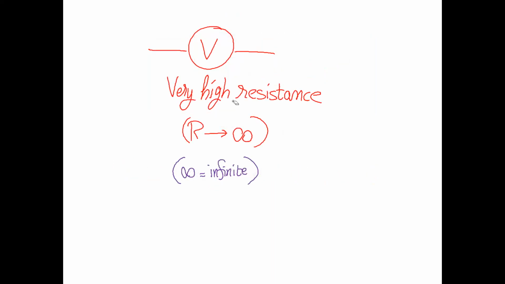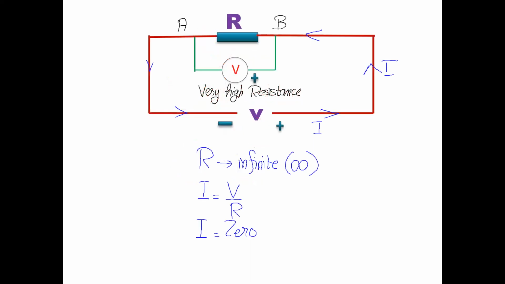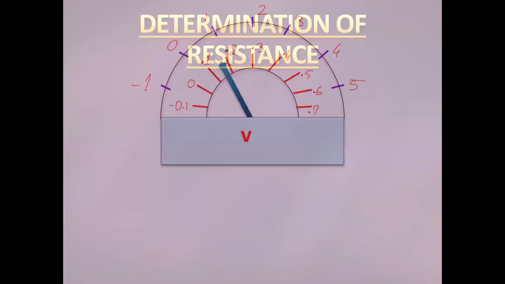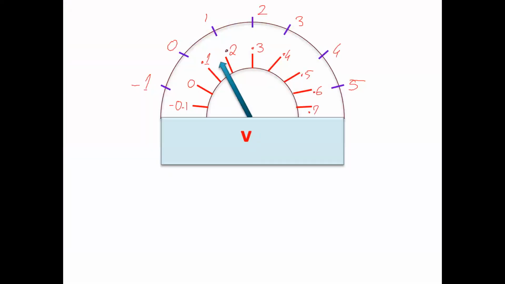A voltmeter is a very high resistance meter, and its resistance is so high that we take it as virtually infinite. You have to copy this screen. You already have copied it. Yes, when I drew the symbol, I wrote very high. It has also a double range, like an ammeter. Now write under it that a voltmeter also has a double range for greater accuracy.